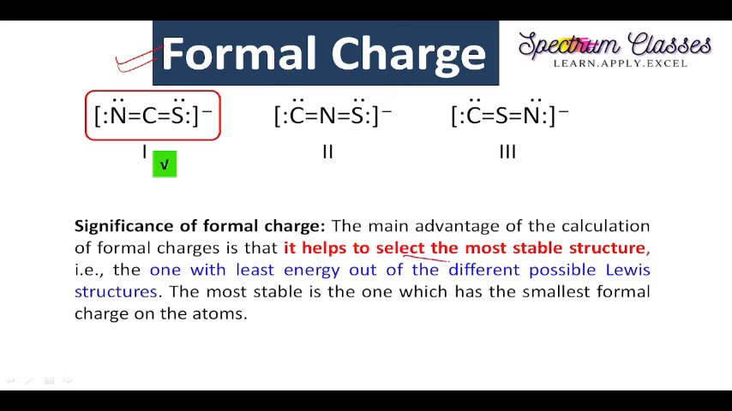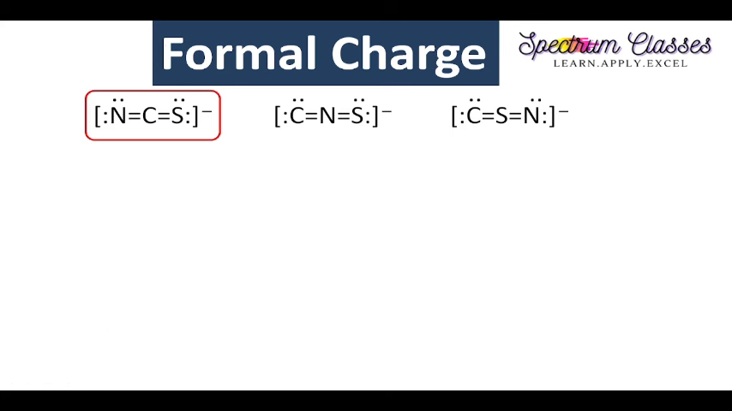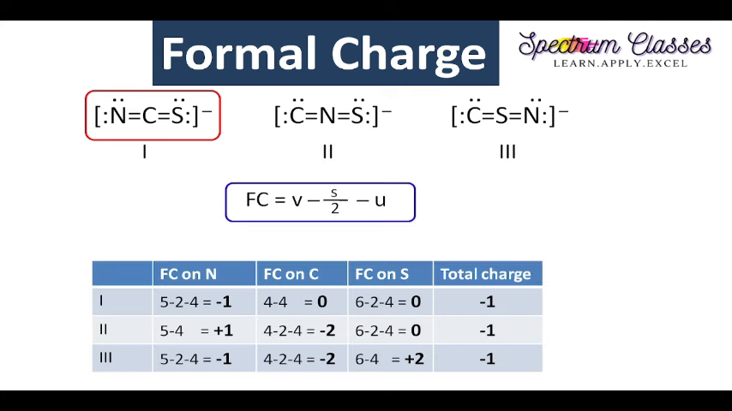It helps us to select the most stable structure, that is, the one with the least energy out of different possible Lewis structures. Out of these three, which resonating structure is the most stable on calculation of this formal charge? So here is the formula, and for these three molecules we are going to calculate the formal charge on each atom, and from there we are going to decide the more stable or more appropriate resonating structure for the molecule. So here I have written nitrogen, carbon and sulfur, and here is the total charge.